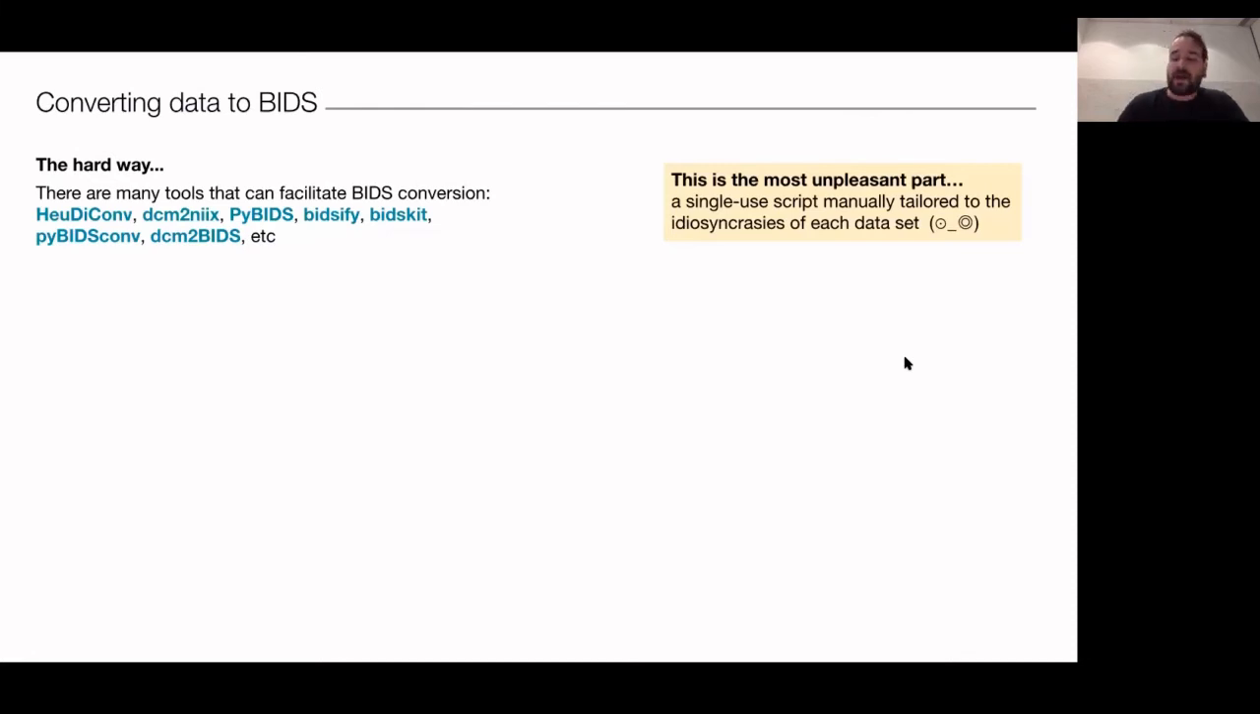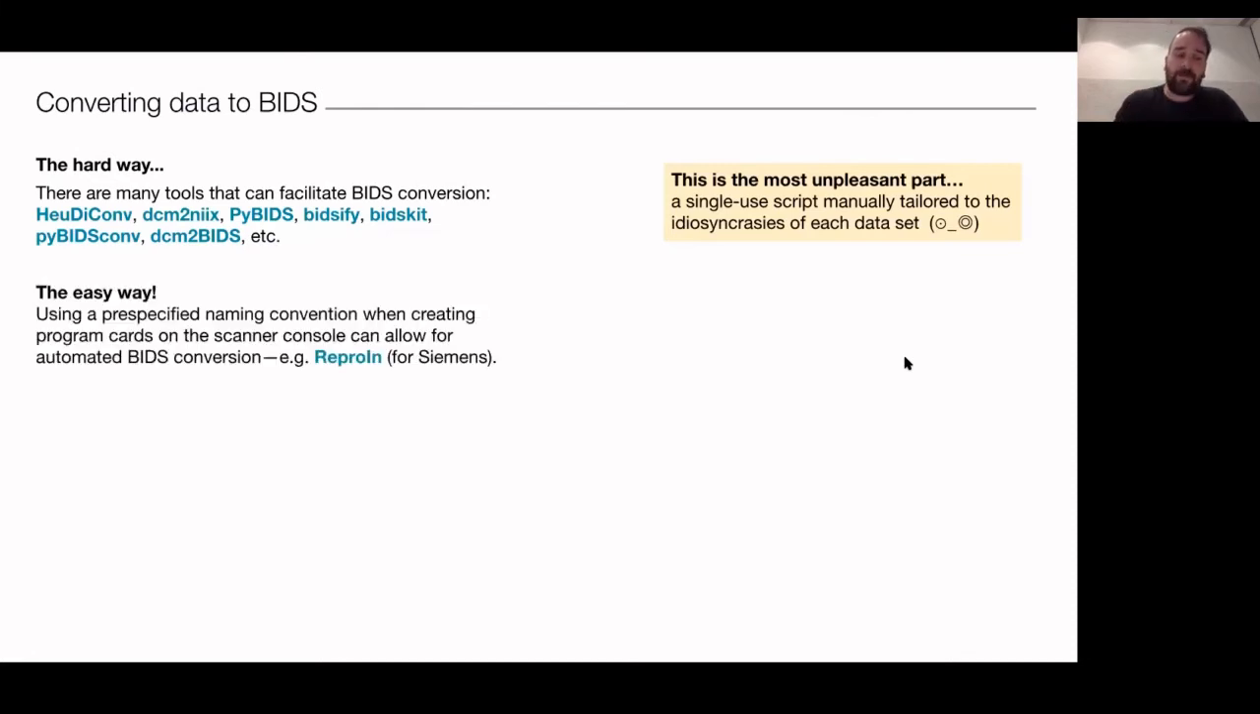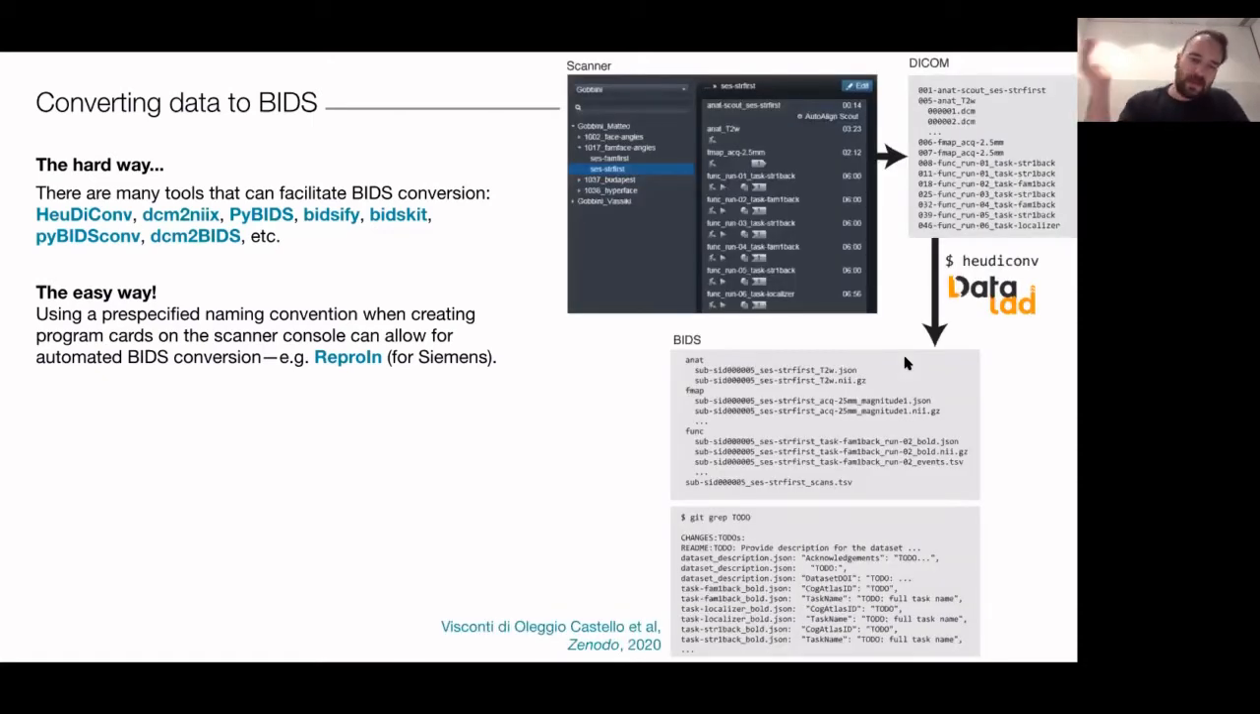That's the hard way. The easy way, however, is to use some kind of pre-specified naming convention when creating program cards on the scanner console. And this can allow you to do automated conversion to BIDS. I'm not sure that some kind of standard like this has been developed for all sorts of scanners, but for Siemens scanners, we have this ReproIn heuristic. And this was created by Matteo Visconti di Oleggio Castello and Yaroslav Halchenko.